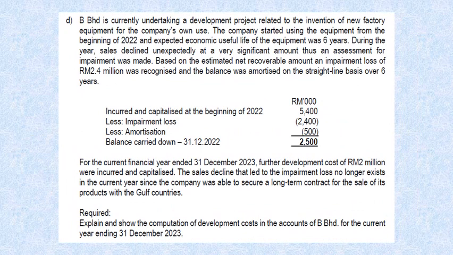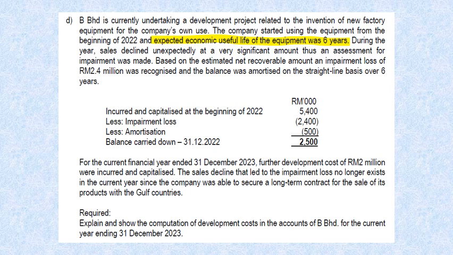We have now reached our last question, question D. For this question, we have been given the impairment loss, which has already been recognized by the firm, and from there, we need to do a reversal. But before we move forward, there are a few things that I would like to highlight here.